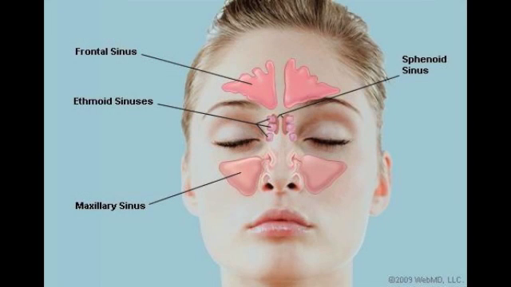Some bones have air-filled sinuses that make the bones lighter and communicate with the nasal cavity. These 4 bones include the frontal, ethmoid, sphenoid, and maxilla.